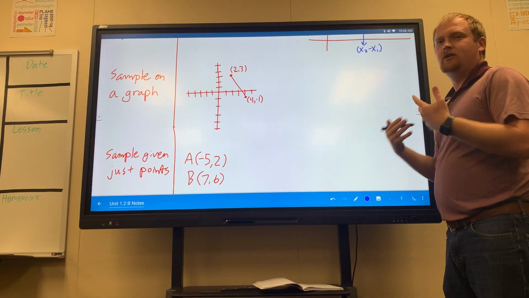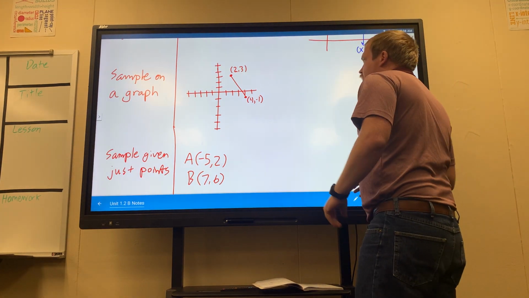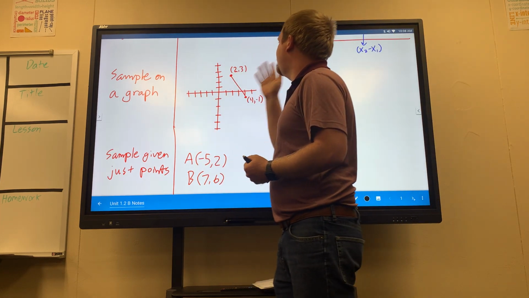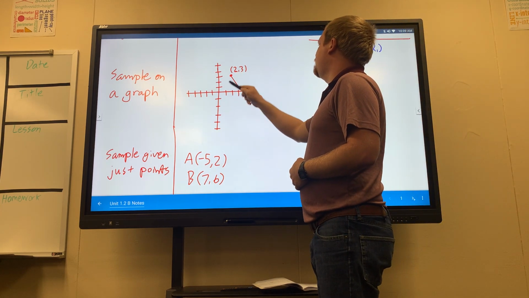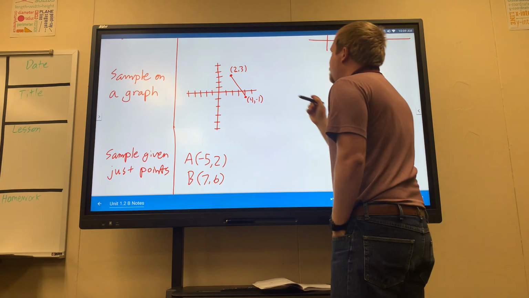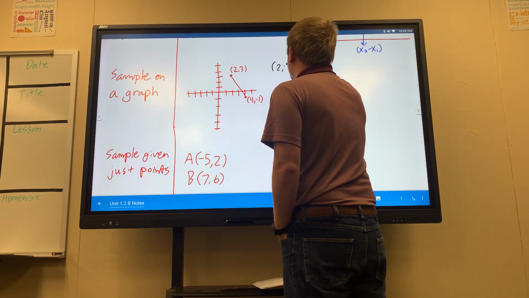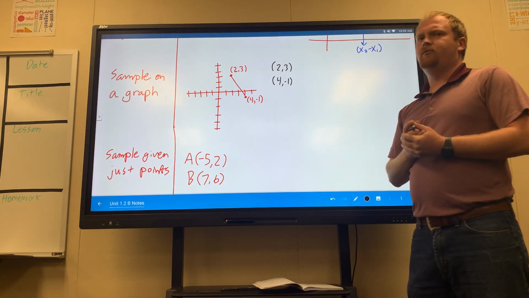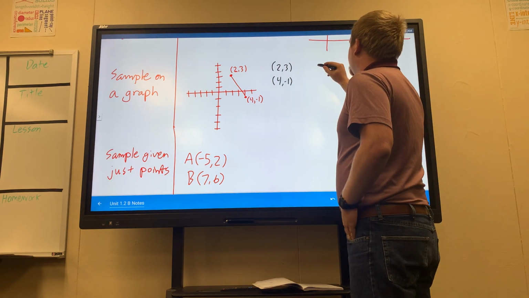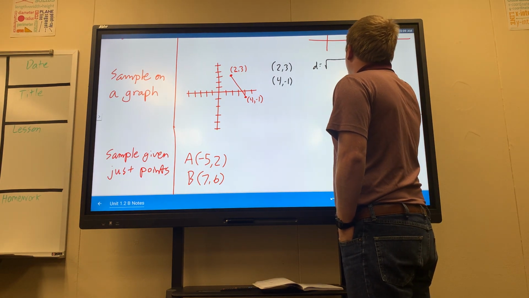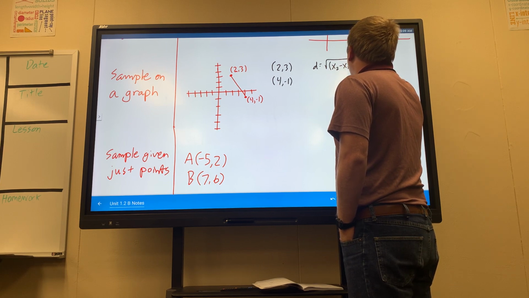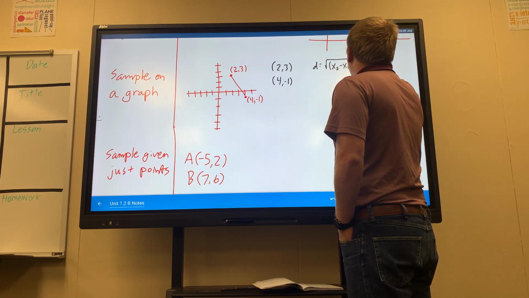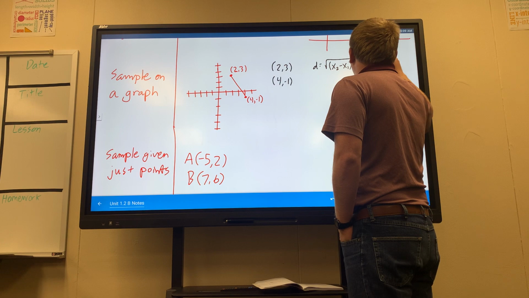Now, how does it work? Let me show you. Let's say I have a sample on a graph, with these two points at (2, 3) and (4, negative 1). I'm going to rewrite those points real quick. Now I'm going to write the distance formula. So d is equal to the square root of x2 minus x1, squared, plus y2 minus y1, squared.